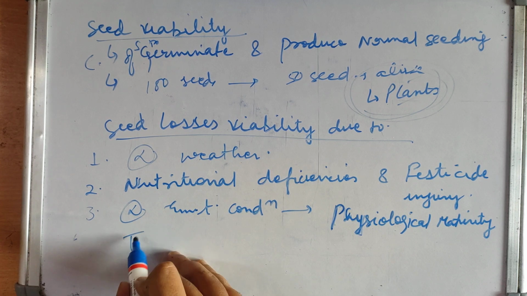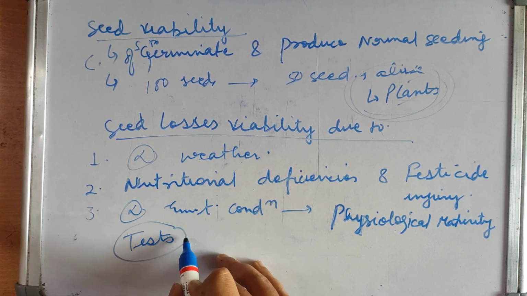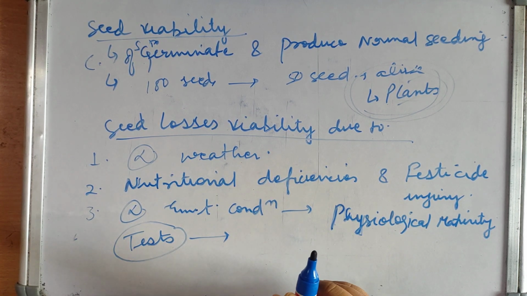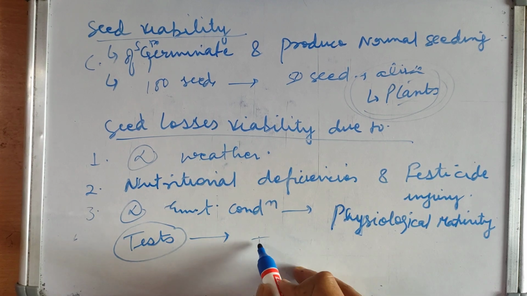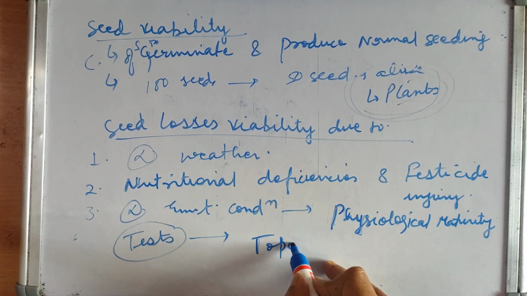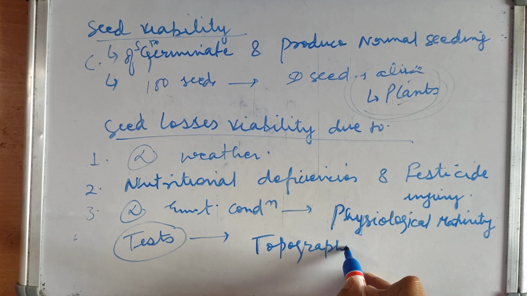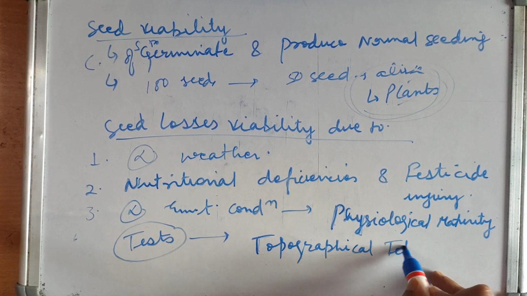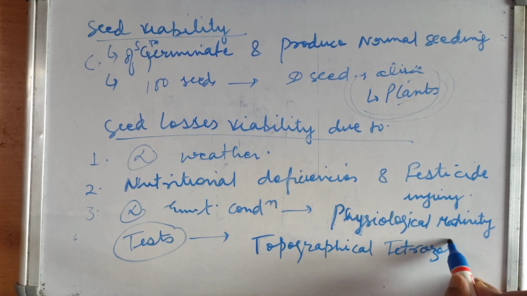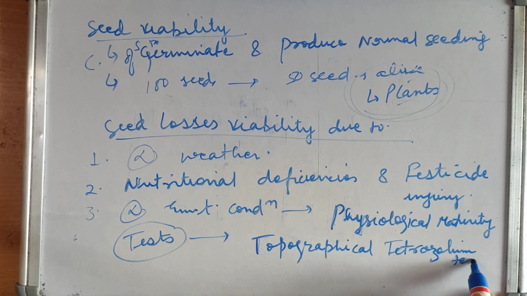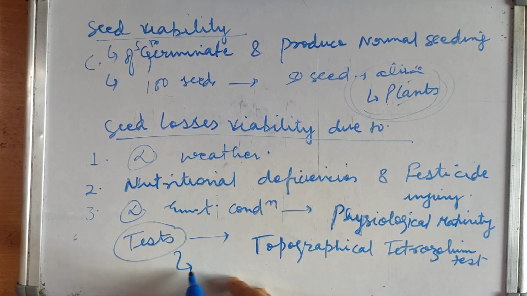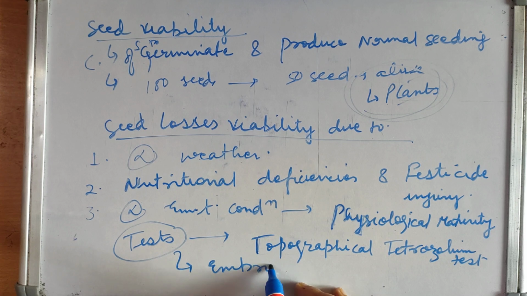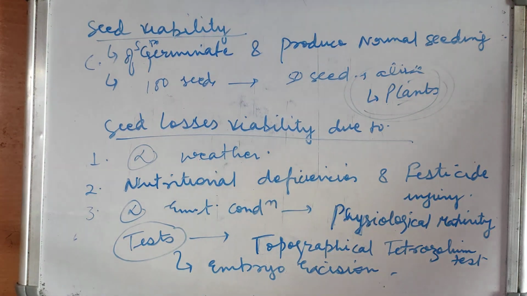Now what are the tests for seed viability? The first test is the topographical tetrazolium test. And the second one is the embryo oxygen test. In both the tests we certainly look for changes in the embryo. So this was about seed viability.